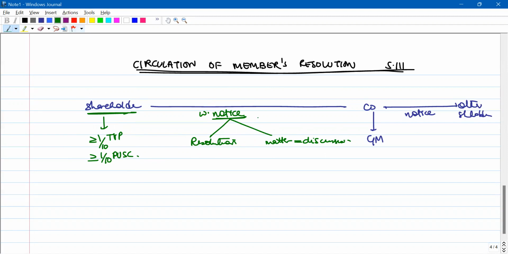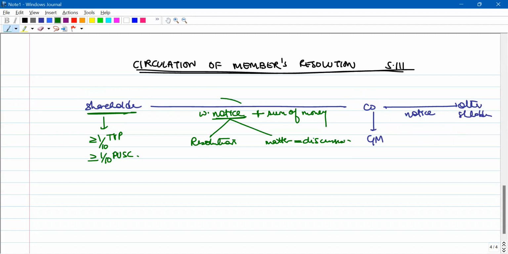When these shareholders give this written notice to the company, along with the written notice, they must also give a certain sum of money which will help the company circulate this notice to other shareholders. I'll repeat again, whatever expense the company will incur in circulating the notice to the other shareholders, that expense has to be given by the shareholders to the company. A sum of money has to be given by the shareholders to the company to help this company meet this expense.